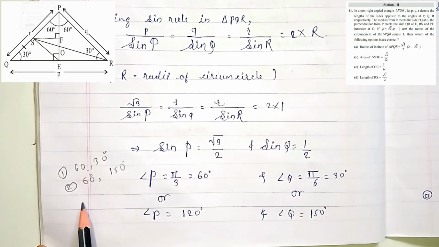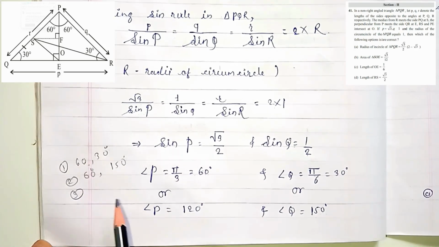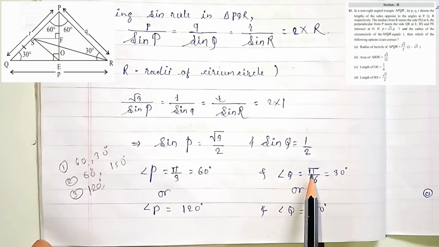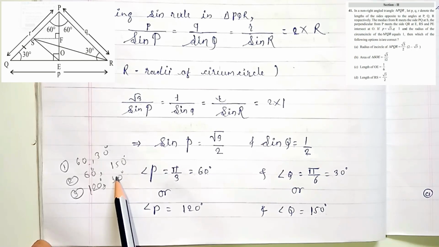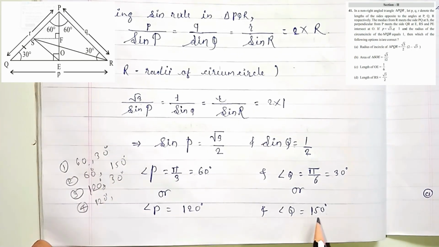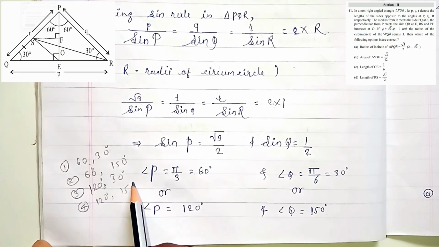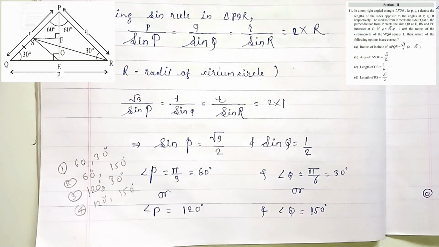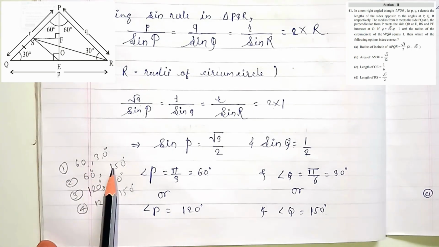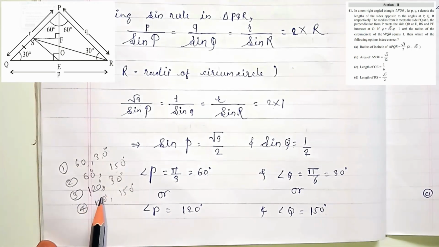So I got the two possible choices. Similarly, I may go for 120 degrees. If I take 120 for angle P, then 30 degrees is left over here. And if I take 120 as the fourth choice, I get 150 as the last possible option. So in our triangle we have four possible options: 60 degrees and 30 degrees, 60 degrees and 150 degrees, 120 degrees and 30 degrees, and 120 degrees and 150 degrees.